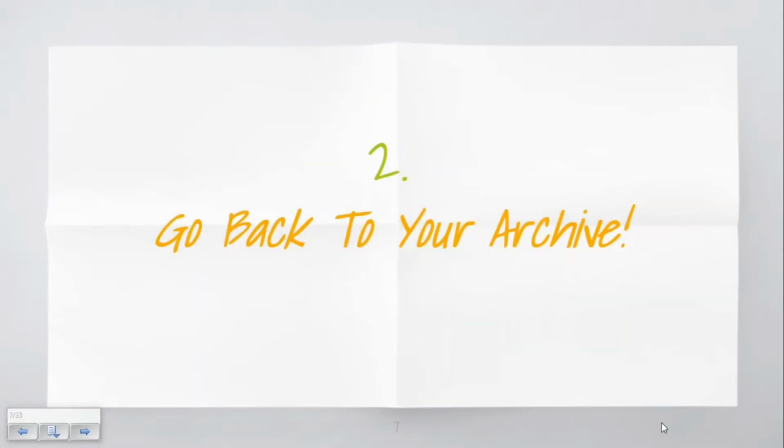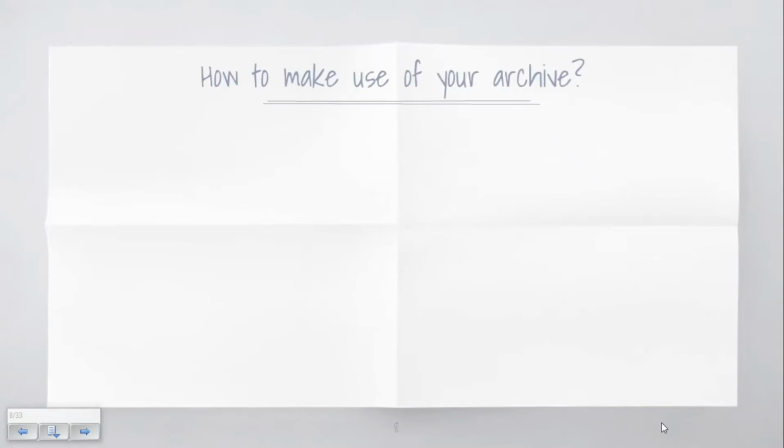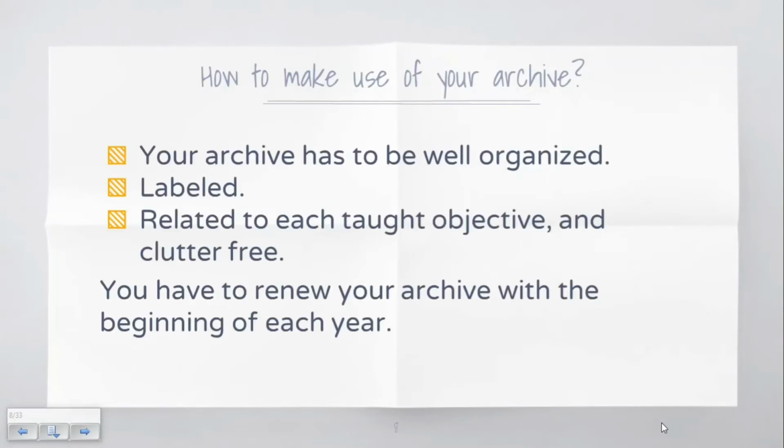Tip number 2, go back to your archive. Every teacher has to have an archive. How do we make our archive bulletproof, or how can we make use of it? First of all, we need to organize our archive very well. We have to label it. We have to relate each objective to a certain part of the archive. An archive has to be clutter-free.